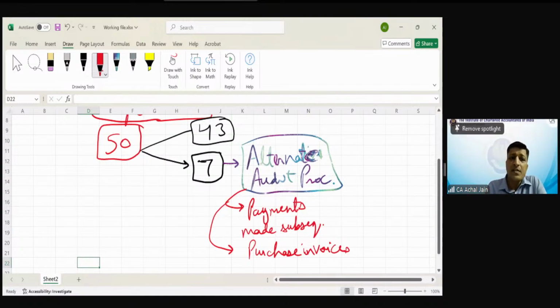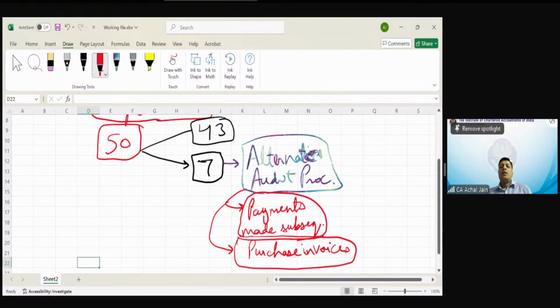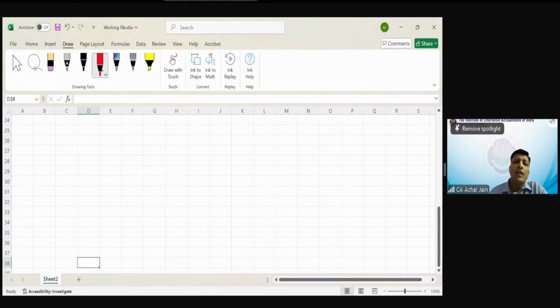Okay. Now, once this part is looked at, this is about the confirmation procedure. So let's move further. Now, in respect of trade payables, what are going to be the other audit procedures? Let's think about that. Of course, direct confirmations we have discussed. What are going to be the other audit procedures?